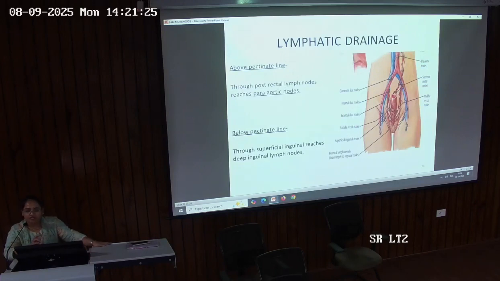The most important factor is dentate line, pectinate line. It is most important landmark in examination for internal hemorrhoids, for any abscesses. Above the pectinate line there is para-aortic lymph node, and below the pectinate line there is deep inguinal lymph node. So any malignancy occurring above the dentate line has high chances of metastasis to other organs because of lymphatic spread through para-aortic lymph nodes.